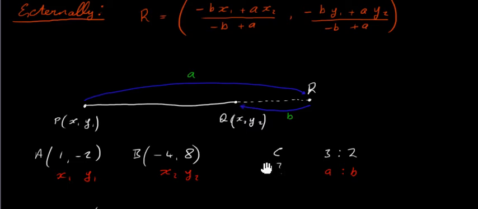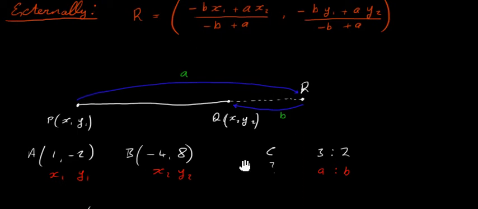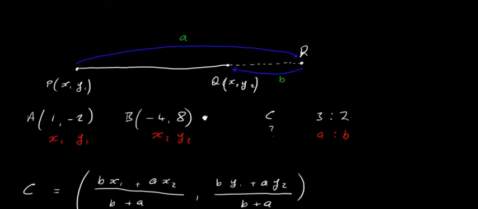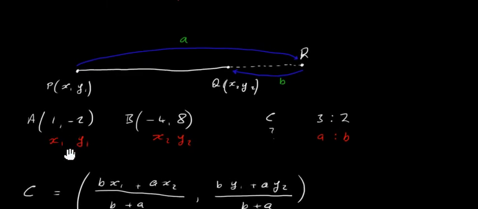And that's it. So I'm just going to do a basic example first. I have it done out here, so I'll just run you through it. We're going to take A with coordinates 1, minus 2, which we'll call x1, y1. B has coordinates minus 4, 8, which we'll call x2, y2. And we're going to look for C, which is somewhere in the middle here. C is going to divide the line segment AB in the ratio 3 to 2. Now we're going to just do this internally first, and then I'll do it externally.